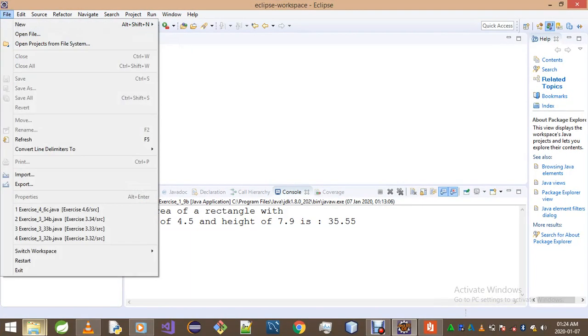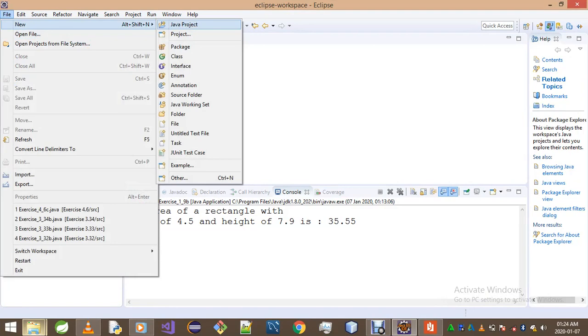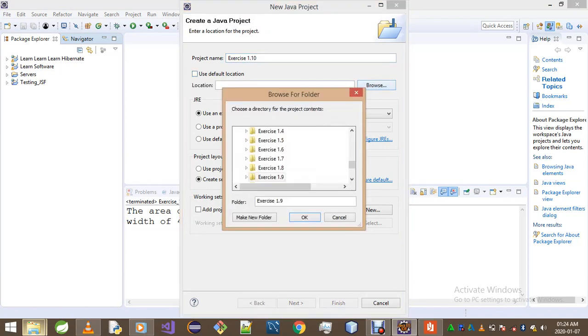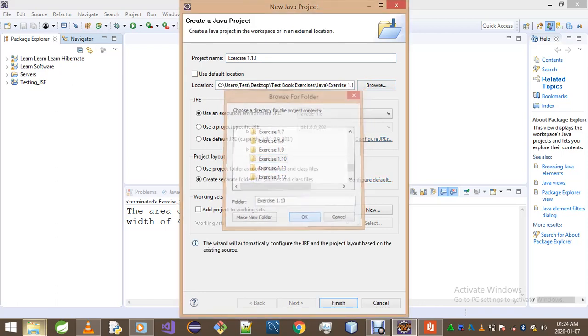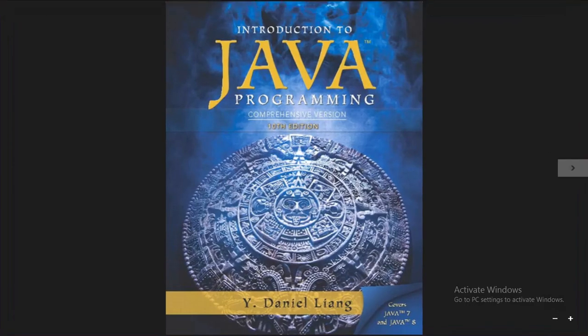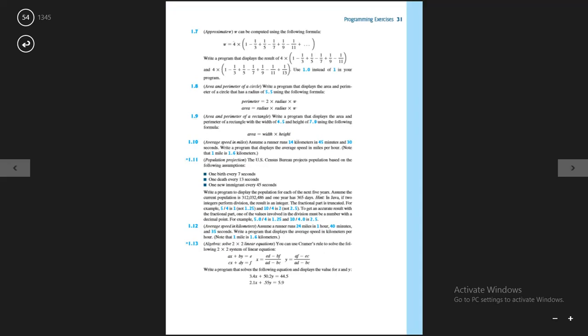As I mentioned, today we're doing exercise 1.10. So let's first call our project exercise 1.10, and then let's choose our location and hit finish. So let's go and check out the question itself. It's on page 54. Oh, there we go.